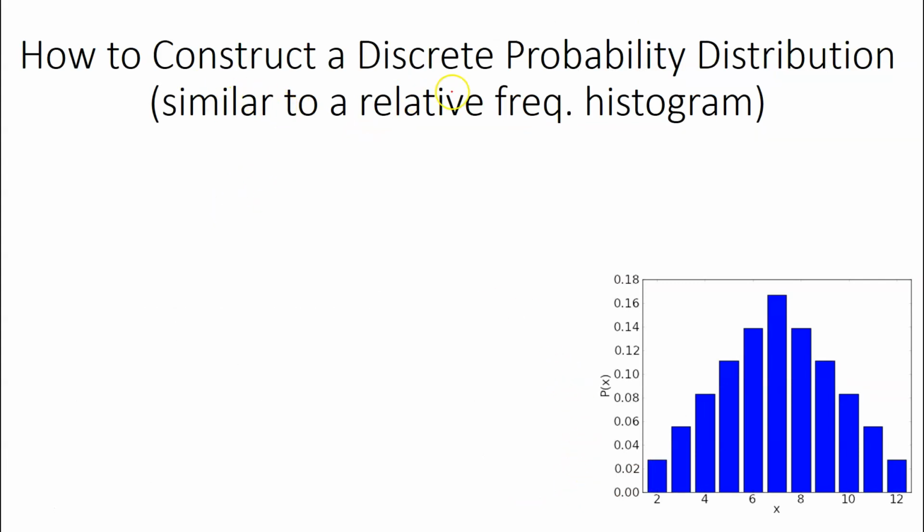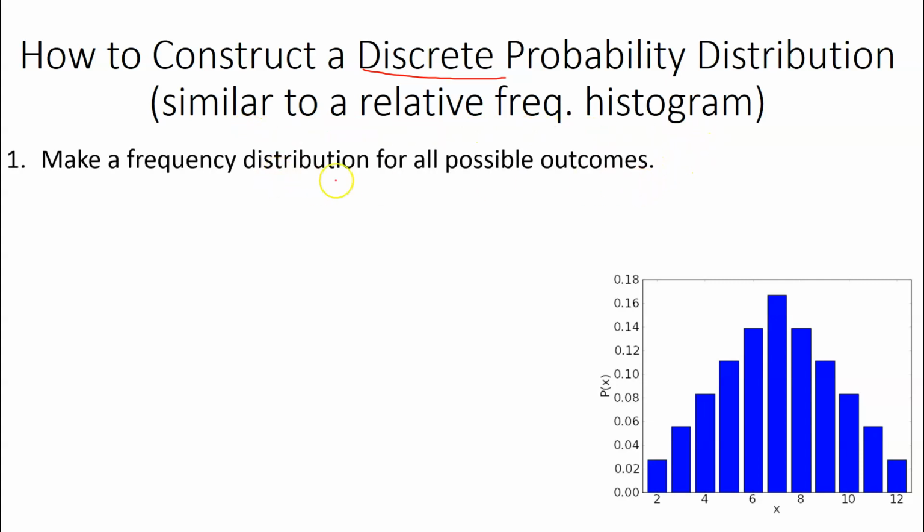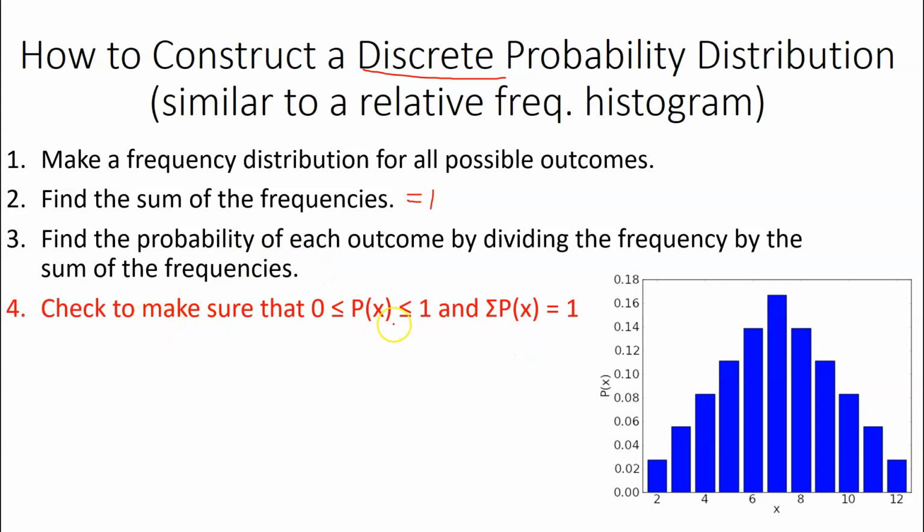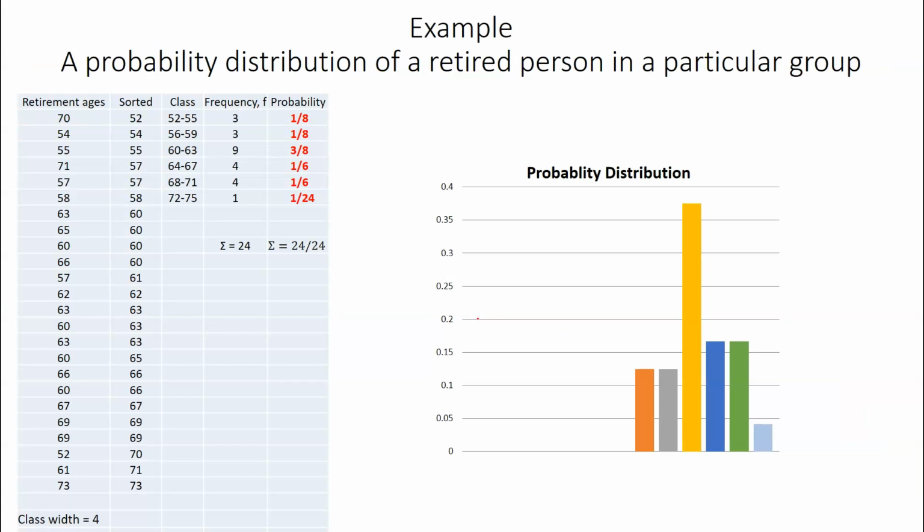So how do you construct a discrete probability distribution? It's really similar to making a frequency histogram. You make a frequency distribution with all possible outcomes and find the sum of the frequencies. Remember, this has to equal 1 when you add them up, otherwise it's not a true probability distribution. Find the probability of each outcome. This is very similar to what you saw with the dice earlier, the percentage of times you got a 3 on a die. Again, always check to make sure it adds up to 1. If it doesn't, you missed something and have to go back and fix it. Anyways, you just make a bar chart at that point.